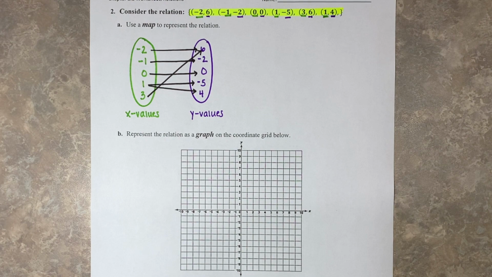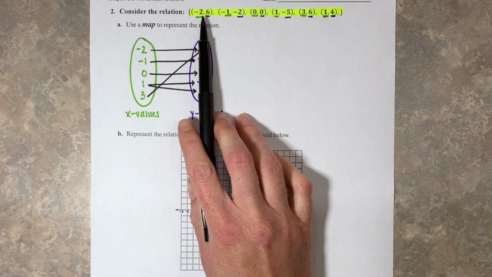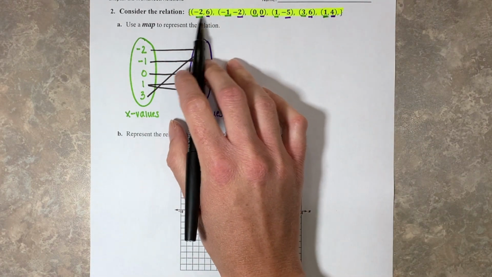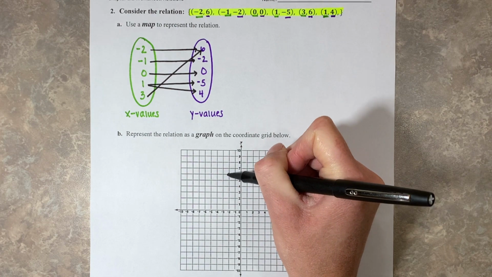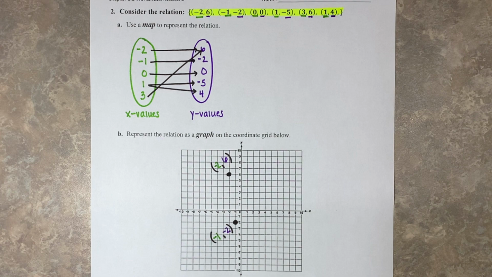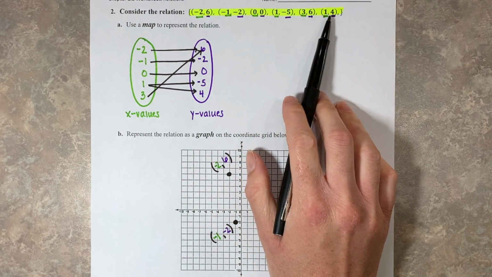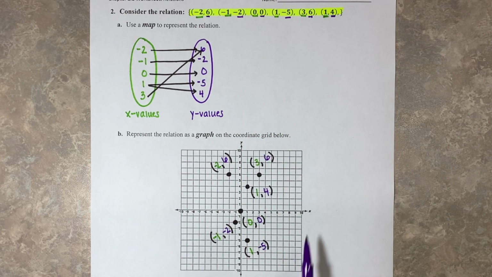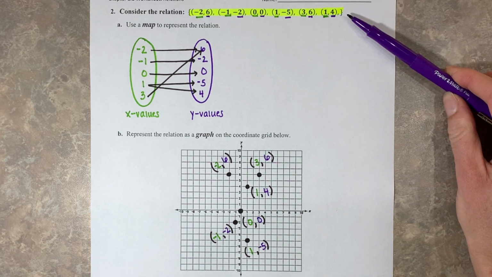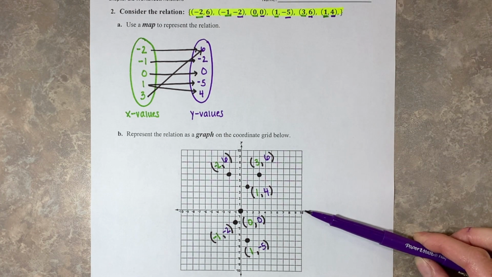To represent the relation as a graph, we just want to go ahead and plot each ordered pair. So I'll start by plotting the ordered pair -2, 6. Then I'll plot the ordered pair -1, -2, and then I'll go ahead and plot the other 4 ordered pairs. So here we've represented the relation using a graph. And you don't have to label each of your ordered pairs, I just did that for clarity. So we see that any finite relation can be represented in 3 different ways, using the roster method, using a map, and using a graph.